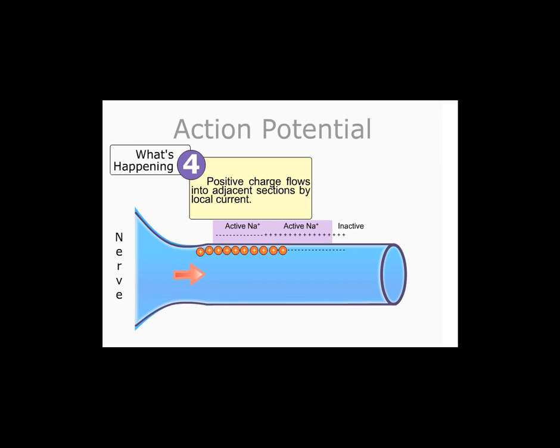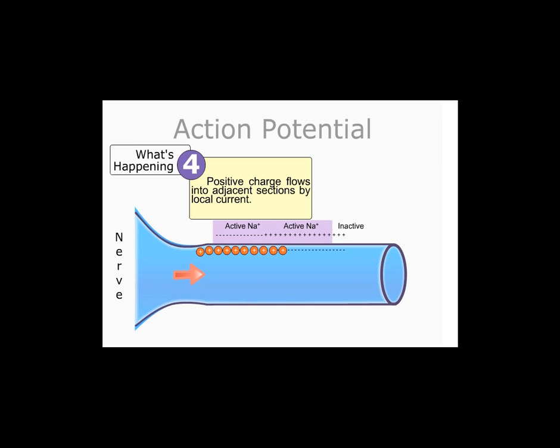Even if another strong graded potential comes along and opens up the activation gate, the inactivation gate is still closed. So we cannot get an action potential during that absolute refractory period. And that's a period of about 2 to 3 milliseconds that those inactivation gates stay closed.